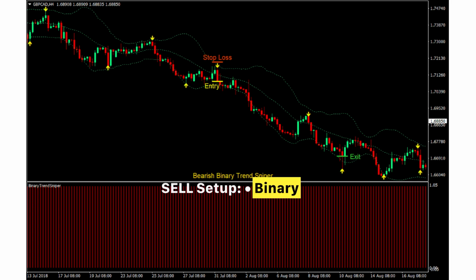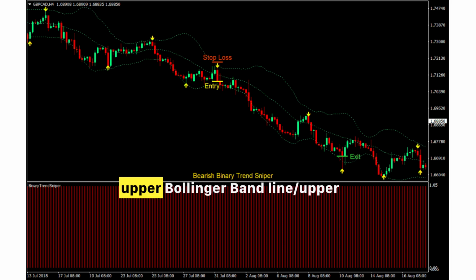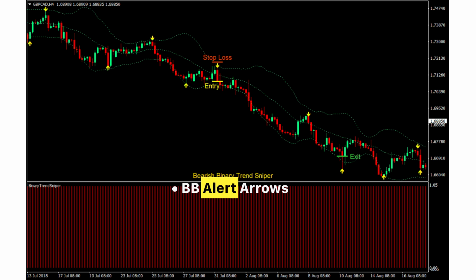Sell setup. Binary Trend Sniper shows maroon, bearish bias. Price shows rejection at the mid or upper Bollinger Band line or upper outer band. BB Alert Arrows gives a down arrow. The signal candle is a bearish pin bar or bearish engulfing pattern.